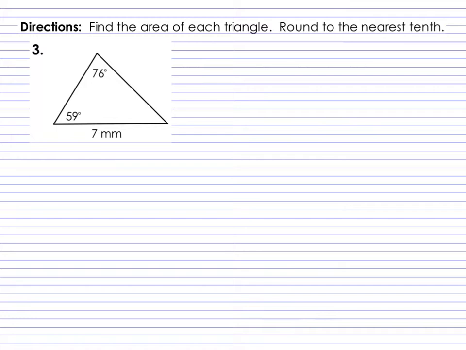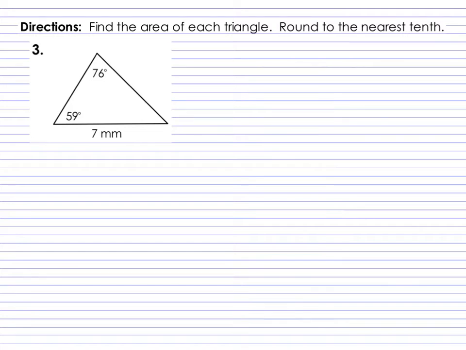So sometimes when you're doing these area problems, you're not actually going to have the information that you need to be able to solve the problem, but we can find it. So this is one of those. If you look, we have two angles, but only one side. We said in questions 1 and 2, and based on the formula, we actually need two sides and the angle that's in between to be able to find the area of the triangle. So we've got to do a little problem solving first.